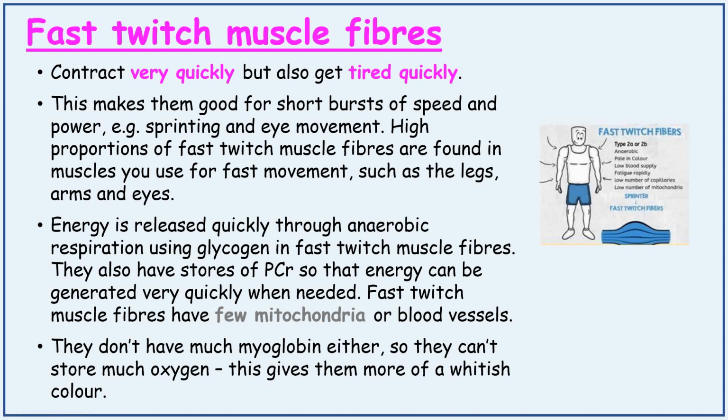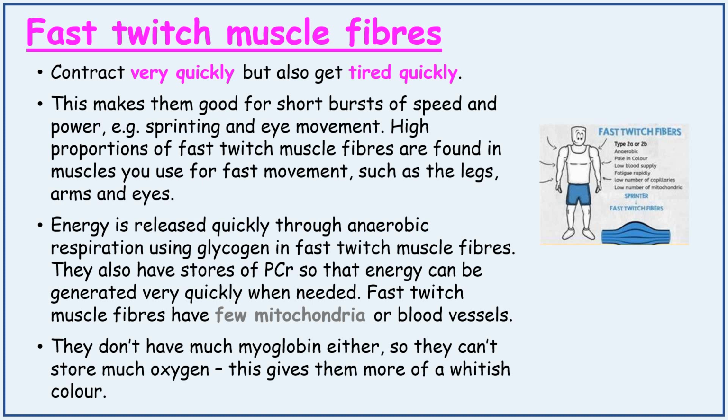Fast twitch muscle fibres. These contract very quickly but also get tired quickly. This makes them good for short bursts of speed and power, for example sprinting and eye movement. High proportions of fast twitch muscle fibres are found in muscles used for fast movements such as the legs, arms and eyes. Energy is released quickly through anaerobic respiration using glycogen in fast twitch muscle fibres. They also have stores of PCr, so that energy can be generated very quickly when needed.